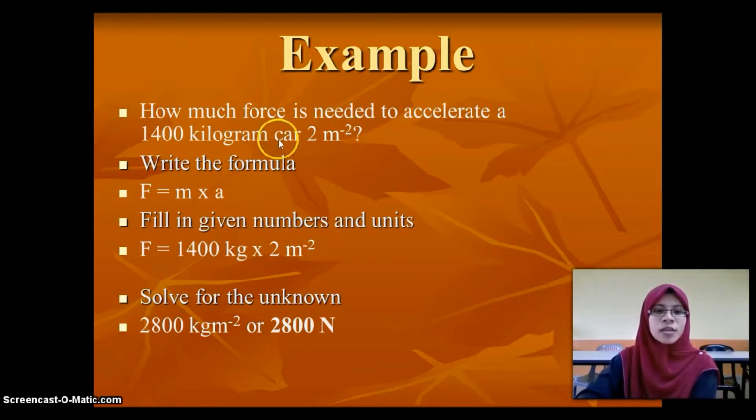Okay, first, write the formula, which is F equals m times a. Then fill in the given numbers and units. So we are given the mass, which is 1,400 kilograms, and the acceleration of the car, 2 meters per second per second. So by using the equation we have F equals 1,400 kilograms times 2 meters per second per second. Then the force that we get is 2,800 kilogram meters per second squared, or in force units, we can write Newton.